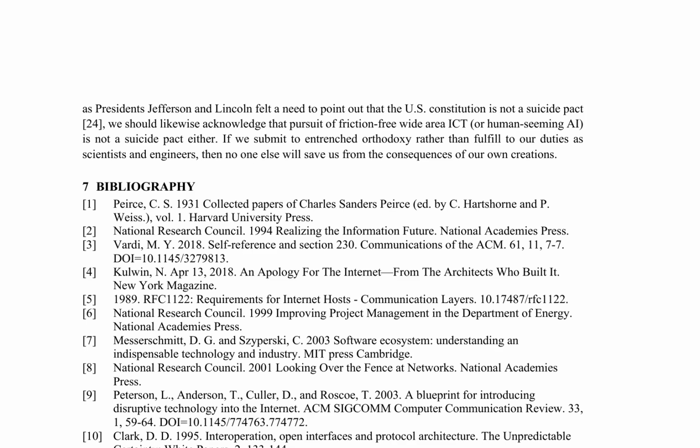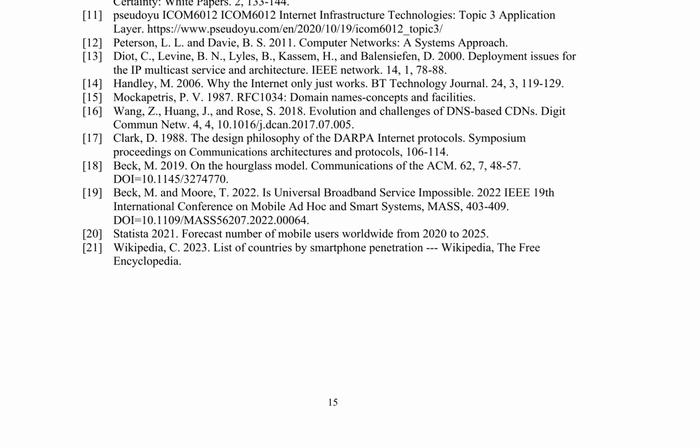Here is a combined summary of pages 15 and 16 of the research paper. The authors emphasize the importance of acknowledging the potential consequences of creating friction-free wide-area ICT or human-seeming AI, drawing an analogy with the U.S. Constitution not being a suicide pact. They stress the responsibility of scientists and engineers to fulfill their duties and not submit to entrenched orthodoxy, lest they face the consequences of their own creations.